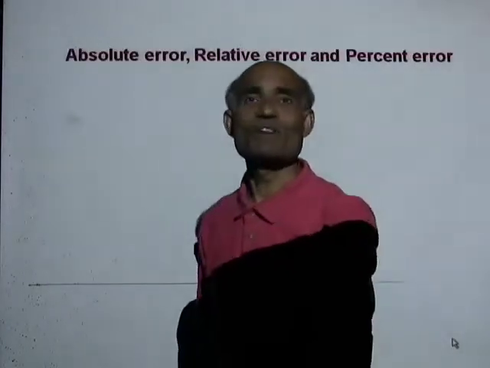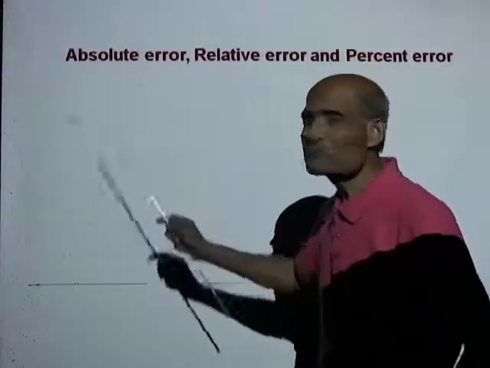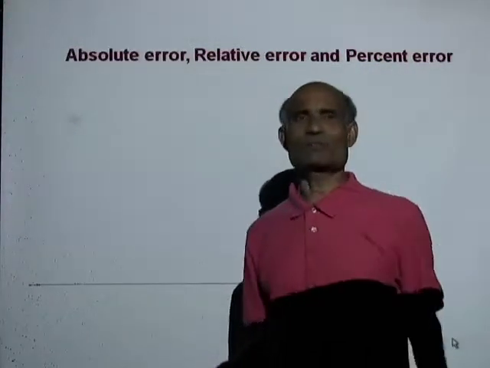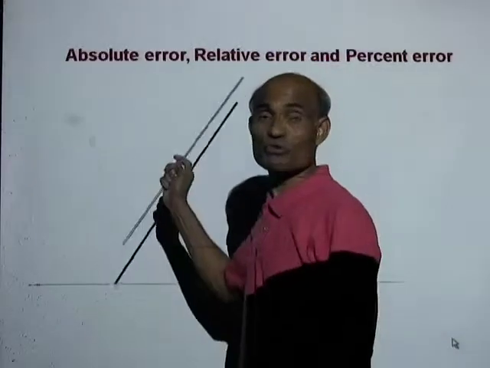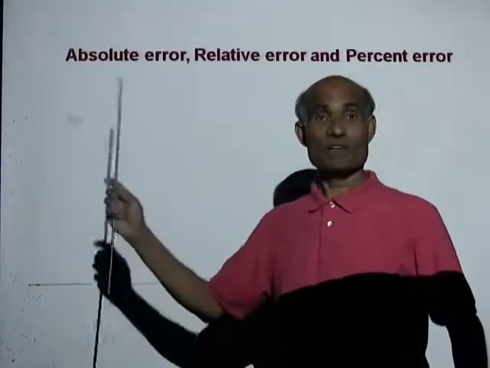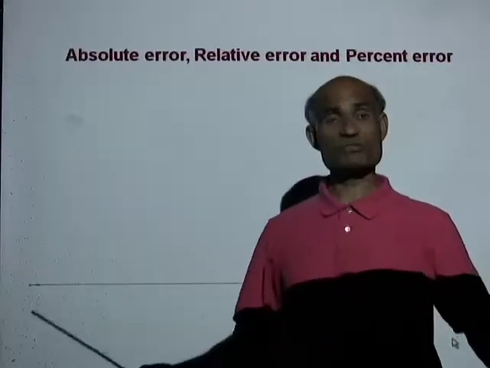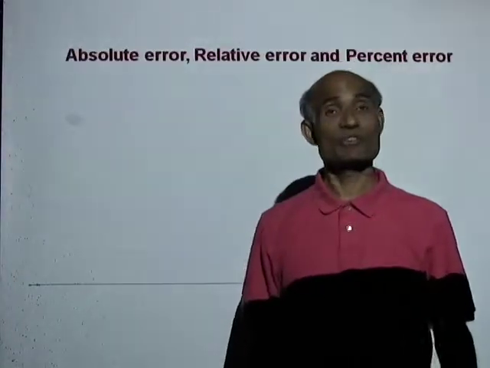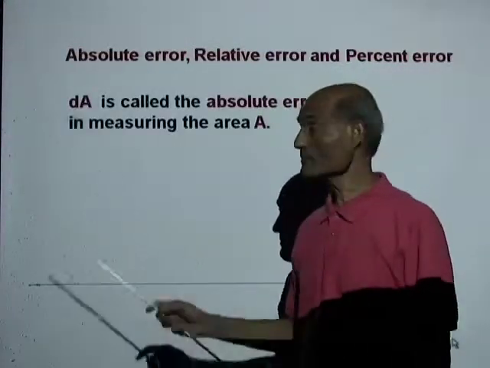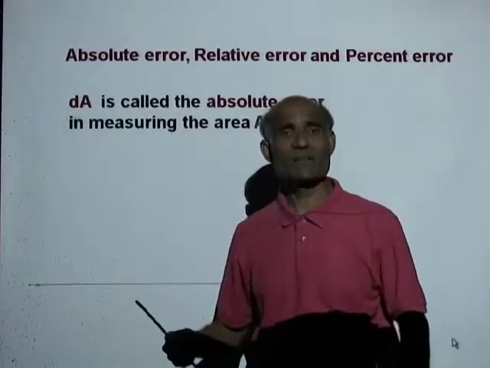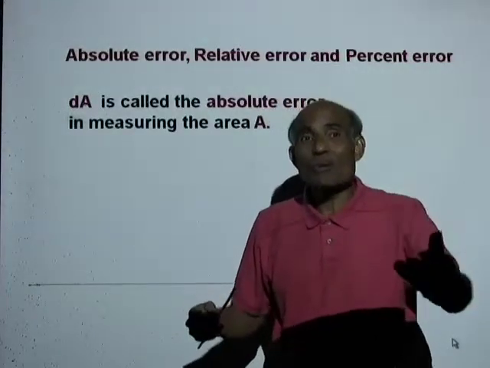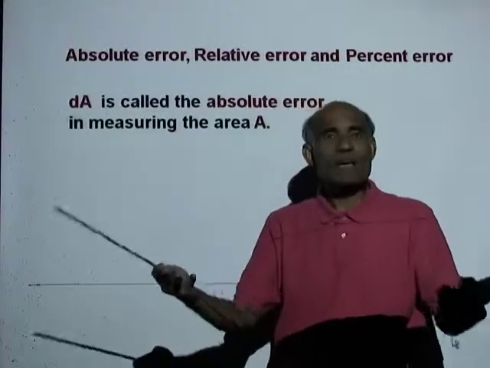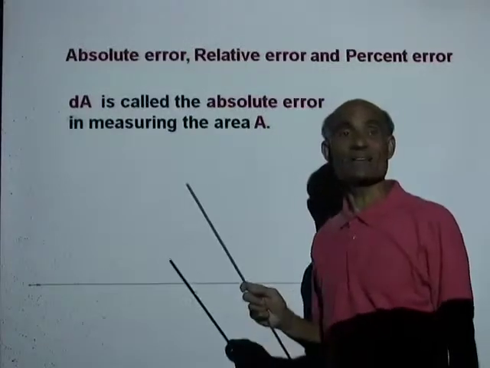All right. We will now look at absolute error, relative error, and percent error. Now, very often we use this concept in a science lab. In the physics lab, I very often ask my students to calculate the percent error in their calculations. So it's a very important concept. Now, we calculated the error in measuring the area, and that is dA. And that is the absolute error in measuring the area A.